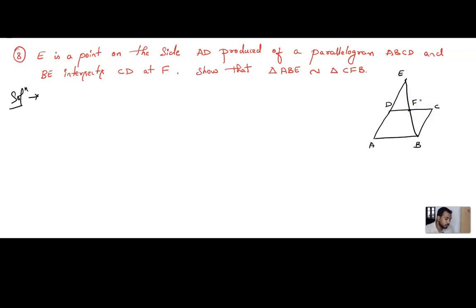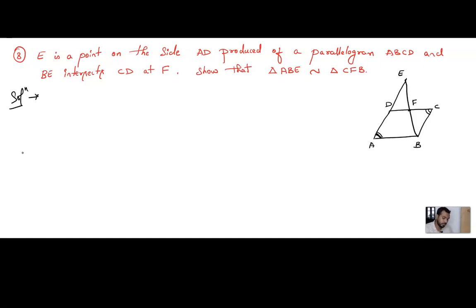Children, ABCD is a parallelogram, right? So this angle A is equal to angle C, right? Angle A and angle C are opposite angles of a parallelogram. Children, now what shall we see here? What is the given question? We have to prove triangle ABE is similar to triangle CFB.